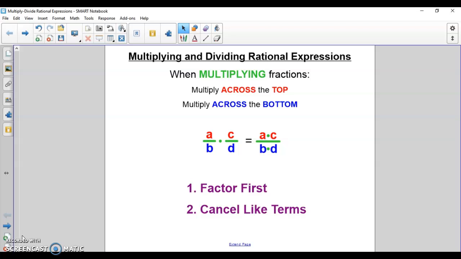We'll start with multiplying. When you're multiplying fractions, you multiply across the top and then across the bottom. So look at my example, I have a over b times c over d. I just straight up multiply a times c, put it over b times d, whatever that is, it becomes one fraction. So the first thing I want us to do when we're doing these is factor, and then we're just going to cancel like terms, and then after that we just rewrite what we got going on. It's a lot of what we did last week, just a little bit more with the fractions, that's all.